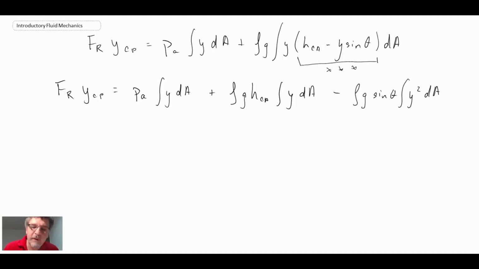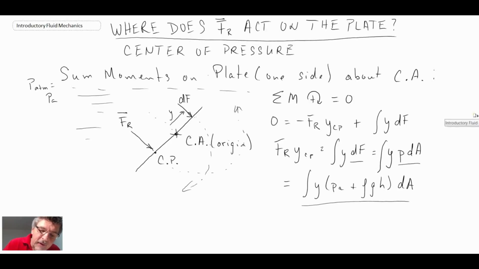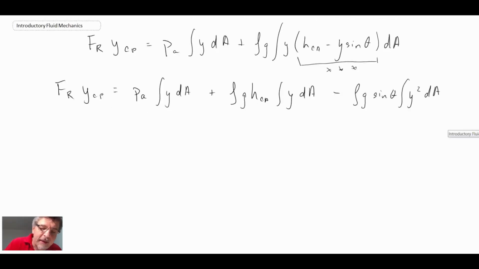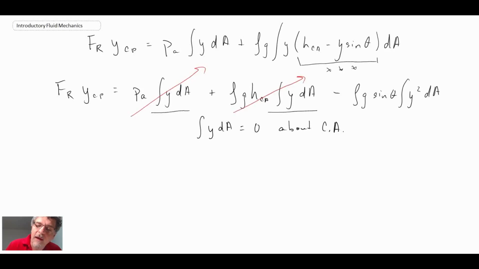Now what we're able to do, if you recall, let's look at our schematic here. We said that the center of area is where our coordinate system was based, and consequently, by the definition of the center of area, the integral of y dA is equal to 0 because our origin is about the center of area, and consequently those two terms disappear. And what we're left with is just this last term here.